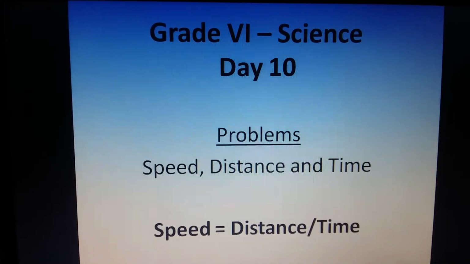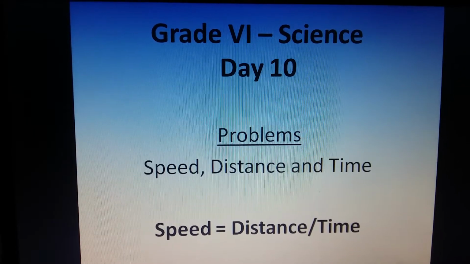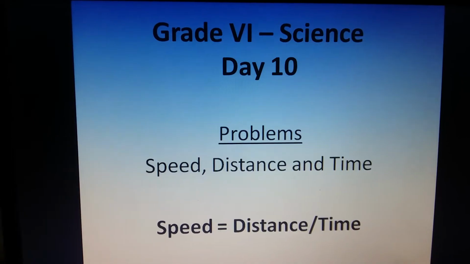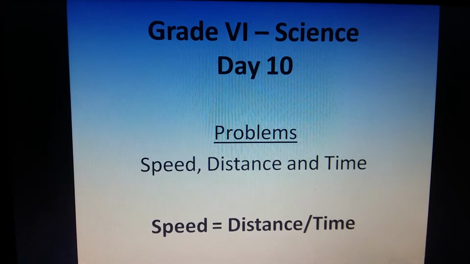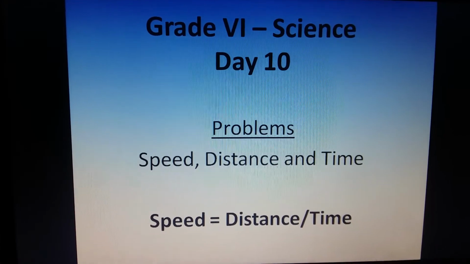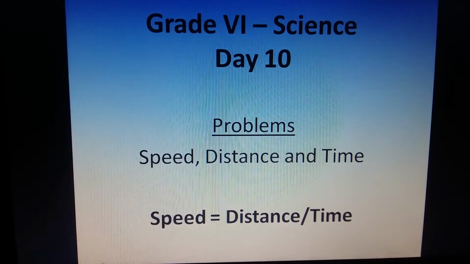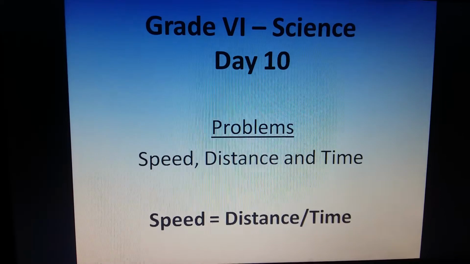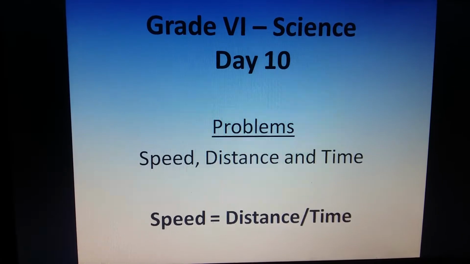Hello students, we have already studied about motion, the types of motion. In last class we studied the speed, distance and time. We saw the formula which is written in front of you, speed is equal to distance upon time. And we studied uniform motion and non-uniform motion.